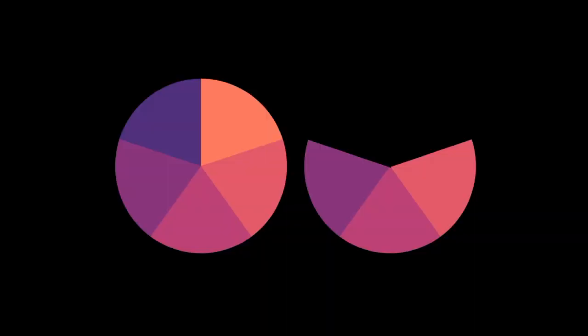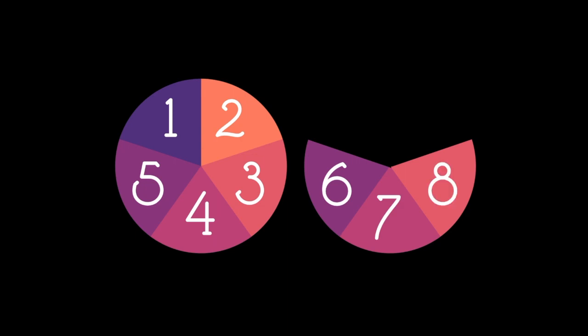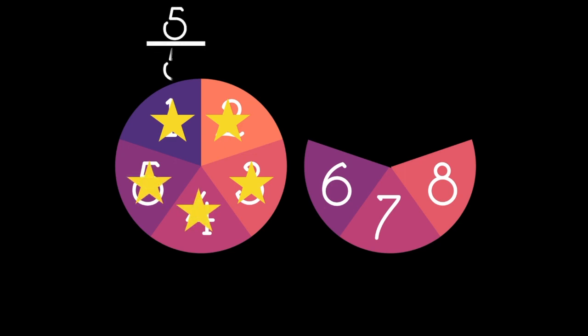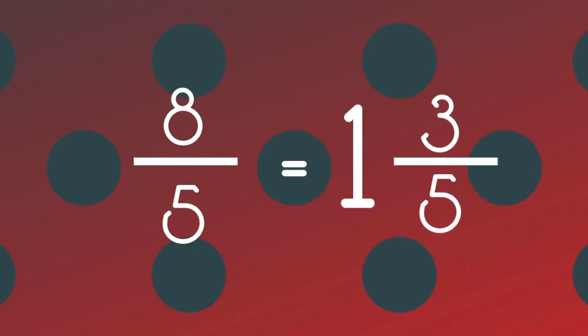8/5 would look like this. There's 1, 2, 3, 4, 5, 6, 7, 8 fifths. And you can see we can put 1, 2, 3, 4, 5 of those fifths together to make one whole. But we still have 1, 2, 3 of those fifths left over here. So we also have 3/5. We have one whole and 3 more fifths. So 8/5 is the same thing as 1 and 3/5.